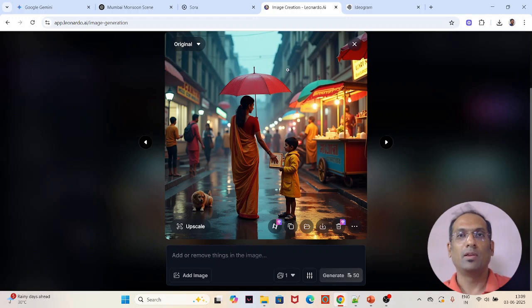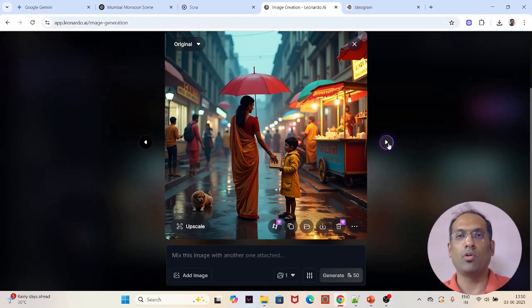a food cart. Moreover, it should be a rainy season. People in the background should be having smartphones, which is not the case in this image. It is capturing the monsoon season, but the streets are not resembling that of Mumbai. I don't see any historic building in the background, which is again a minus that I see in this particular model.